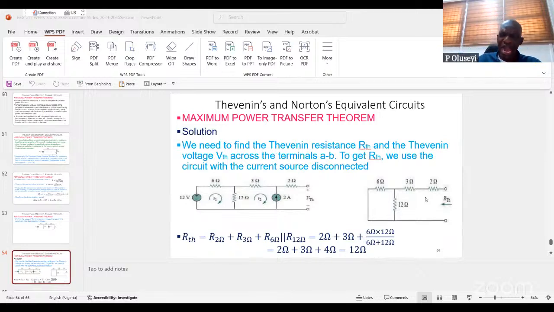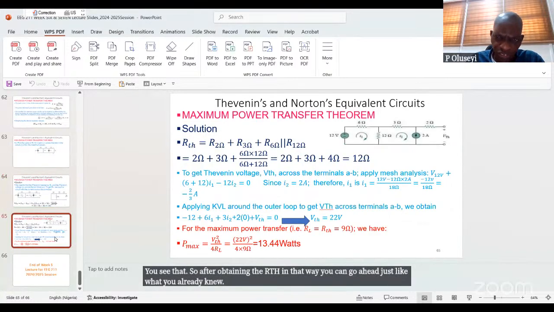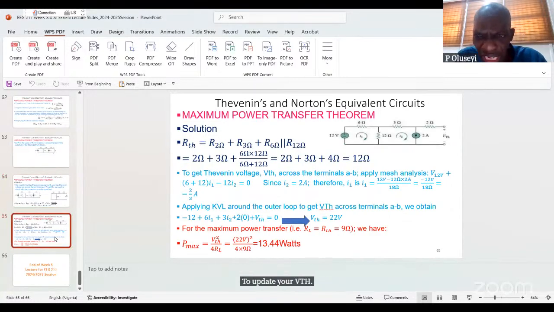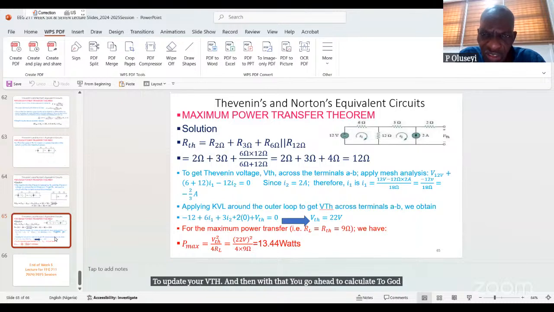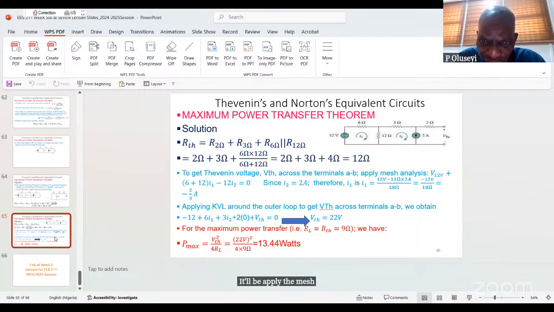So after obtaining the RTH in that way, you can go ahead just like what you already know to obtain your VTH. And then with that, you go ahead to calculate to get the Thevenin voltage, VTH across the terminal AB, apply the mesh analysis. So that is what is applied here in order to achieve that.